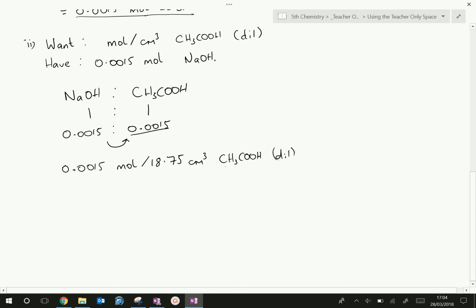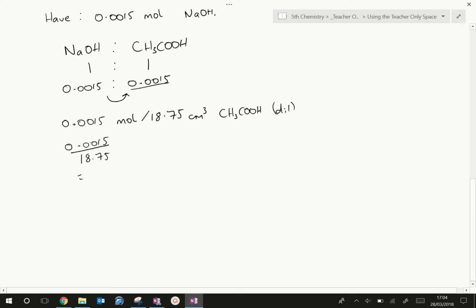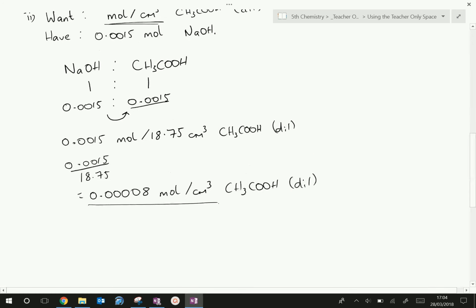Always put your labels in for your chemicals just so you can keep track of what you're actually working with. The question wants moles per ml. I have moles per 18.75 ml. So I'm going to divide by 18.75. And that gives me 0.00008 moles per ml of ethanoic acid dilute. So that's my answer there for part 2.